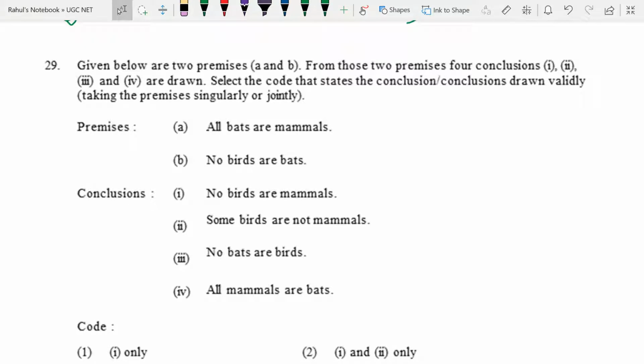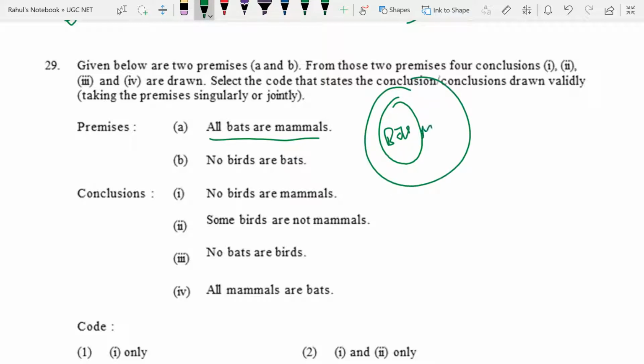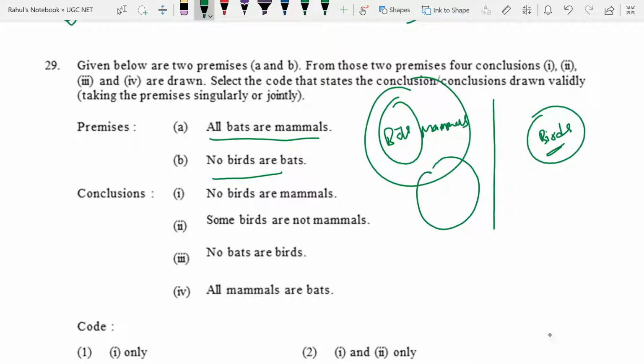Question number 29. It is based on syllogism, an important topic. Premises are: all bats are mammals, and no birds are bats. Suppose here are bats, all bats are mammals. No birds are bats means there may be two cases. Birds are completely different, or birds may be a part of mammals, but may not be a part of mammals. So two cases may be there depending upon these premises.